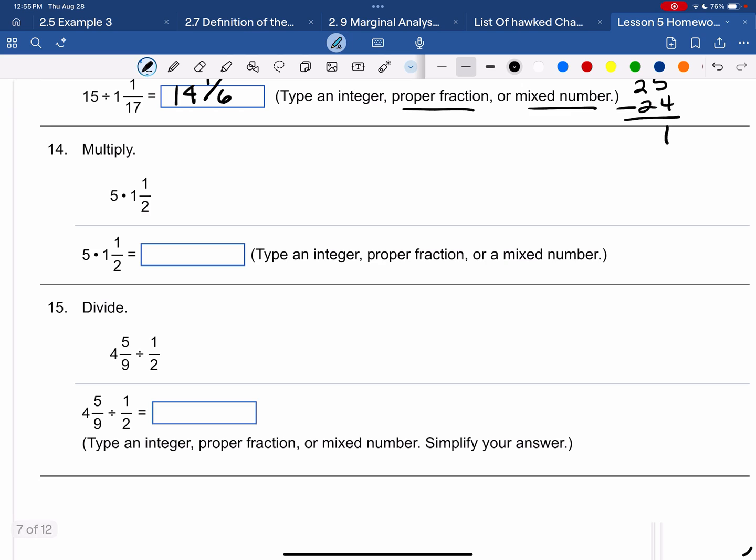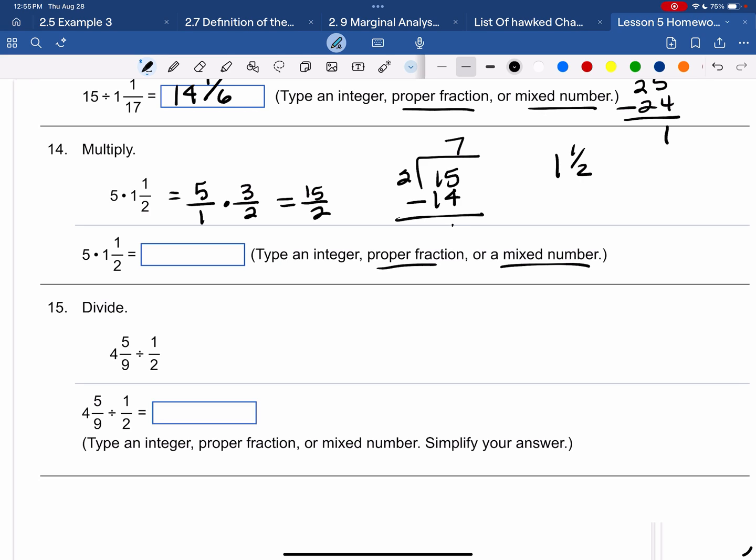Number 14. 5 times 1 1/2. That's 5 over 1 times 3 over 2. Remember, 1 1/2 is 1 times 2 plus 1 is 3 over 2. Reduce here, so that's 15 over 2. And look, mixed numbers or proper fractions, not an improper fraction. 2 goes into 15 7 times. 7 times 2 is 14. Subtract, I have a remainder of 1. We write it 7 and 1/2.